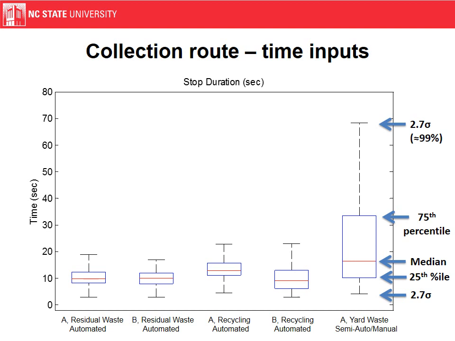So for our collection route parameters, we have some time inputs in the model, including the stop duration, the time it took at each collection stop. So along the x-axis, we show the city, the type of waste collected, and the type of truck, automated or semi-automated. And along the y-axis is the time. So this chart just shows the median as the center bar inside the box. That's the median of all of the time data. And the bottom and top of the box are the 25th and 75th percentile of the data. So this just shows the data distribution about how long it took at each stop. And from this, we used these values in our inputs for some of our sample analyses.